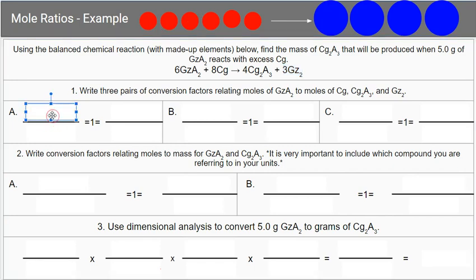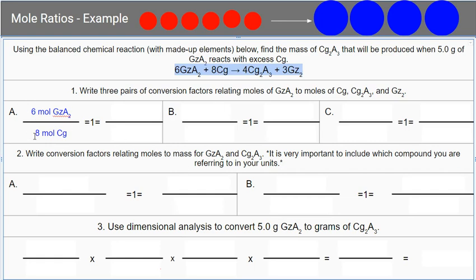So on this side, let's start and say 6 moles of GZA2 is the equivalent of 8 moles of CG, and we're going to turn that into a conversion factor. How do I know that? Because of this balanced chemical reaction. The chemical reaction is telling you that for each 6 moles of GZA2 that react, you're going to react 8 moles of CG.